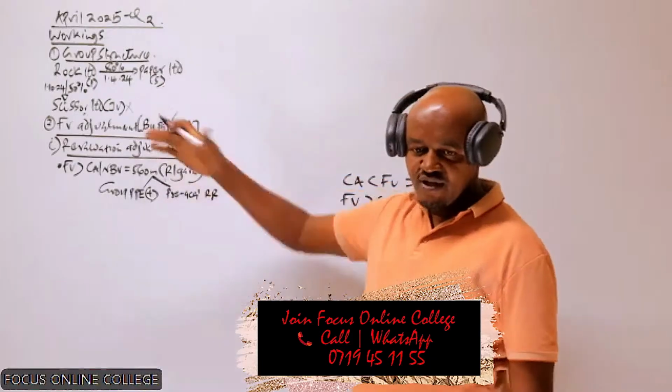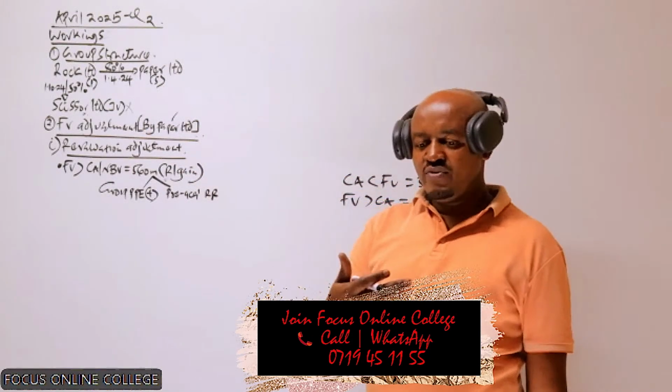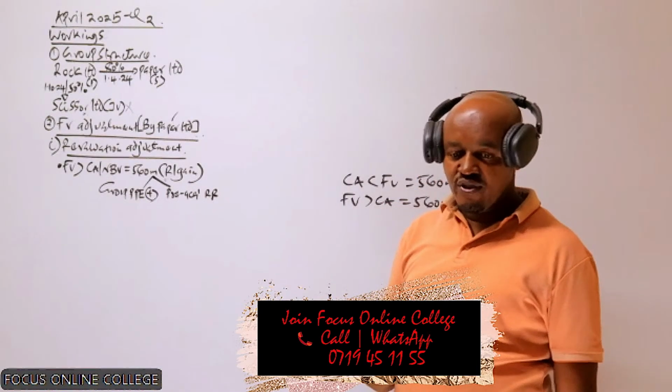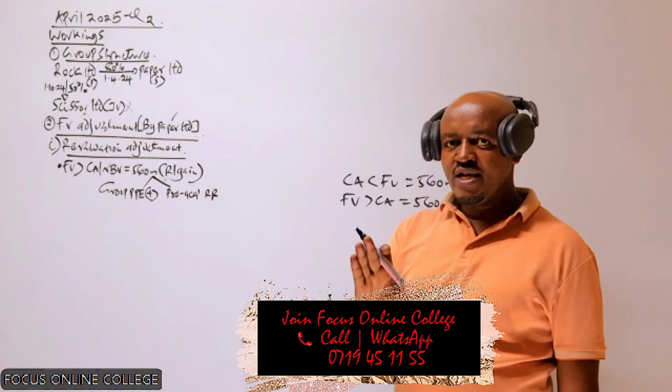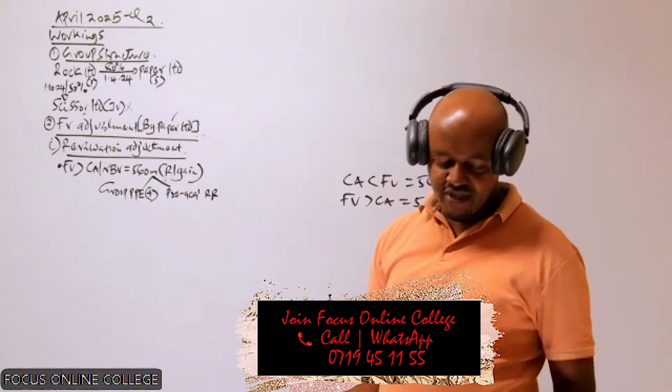Because in computing the goodwill on acquisition of this, we need to compute the fair value of its net assets on the date of acquisition. How do we compute that? We take the ordinary share capital of the subsidiary plus pre-acquisition reserves. This will be one of the pre-acquisition reserves.